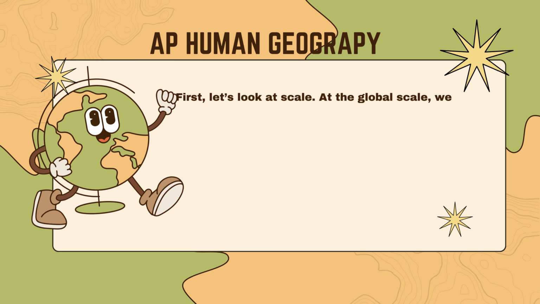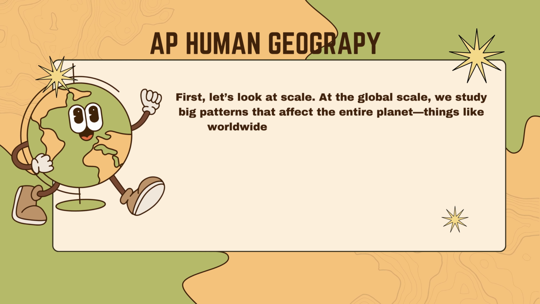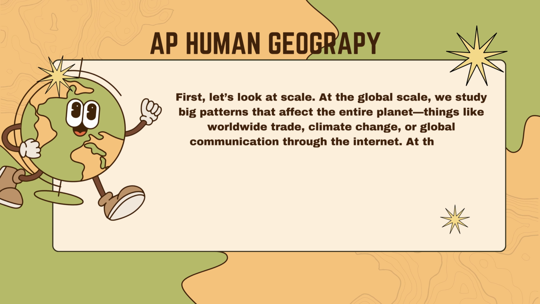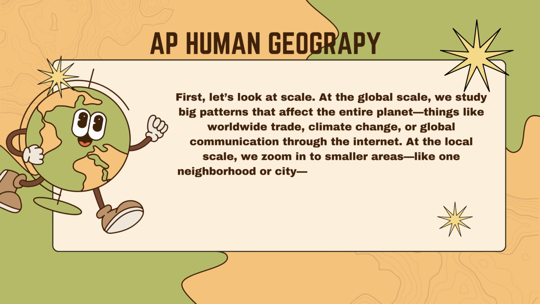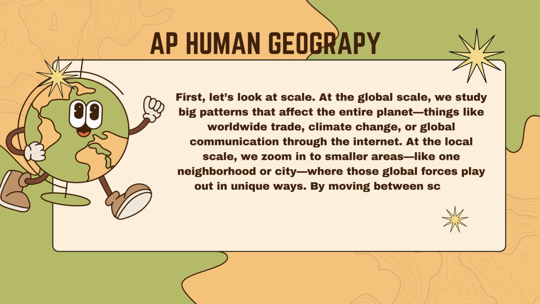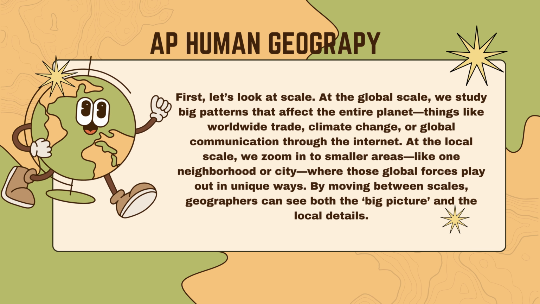At the global scale, we study big patterns that affect the entire planet, things like worldwide trade, climate change, or global communication through the internet. At the local scale, we zoom into smaller areas, like one neighborhood or city, where those global forces play out in unique ways. By moving between scales, geographers can see both the big picture and the local details.